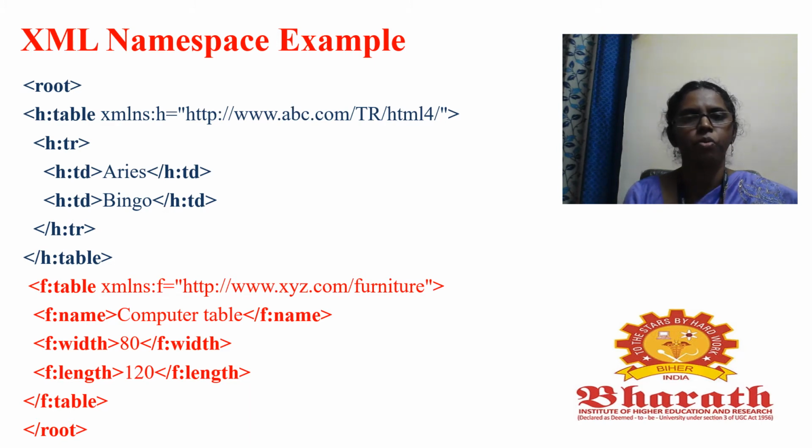Suppose you want to access the table from the first one, you have to use the namespace H. If you want to access the second table name, you have to use the namespace F. So in order to avoid the name conflict, we are using the XML namespace.